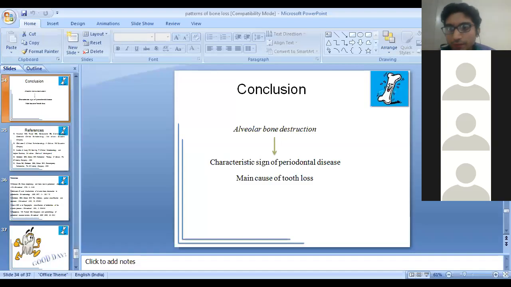Okay, fine. So we can discuss if you have any problem in patterns of bone loss, because it is a very important chapter from your viva perspective.